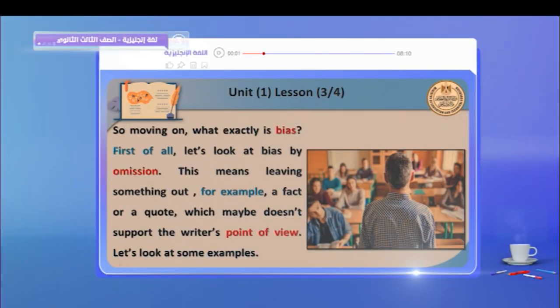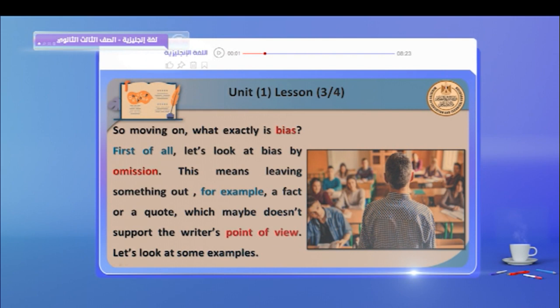Let's start. So, moving on, what exactly is bias? First of all, let's look at bias by omission. Okay? This means leaving something out. For example, a fact or quote which maybe doesn't support the writer's point of view. Let's look at some examples.